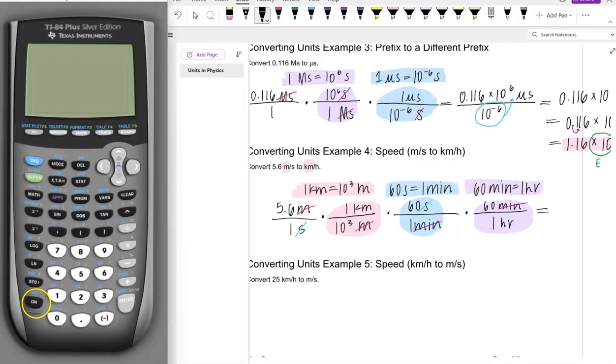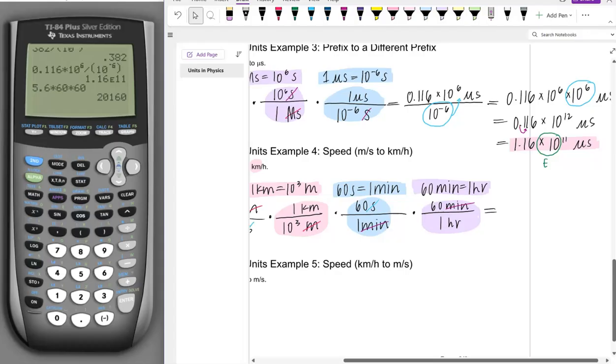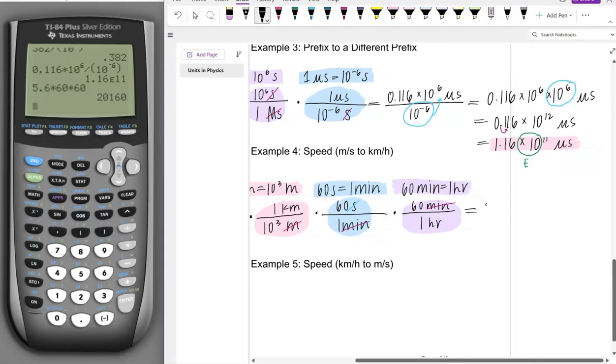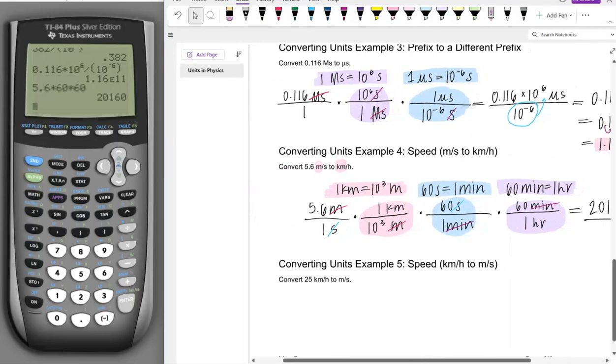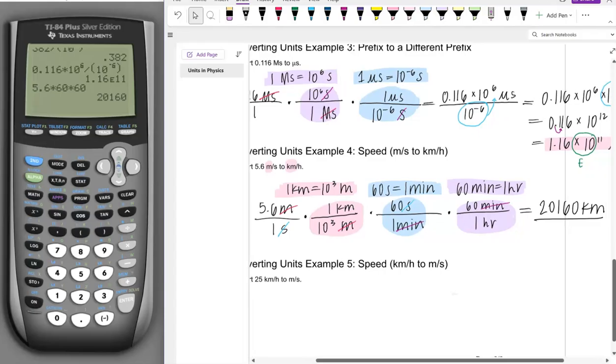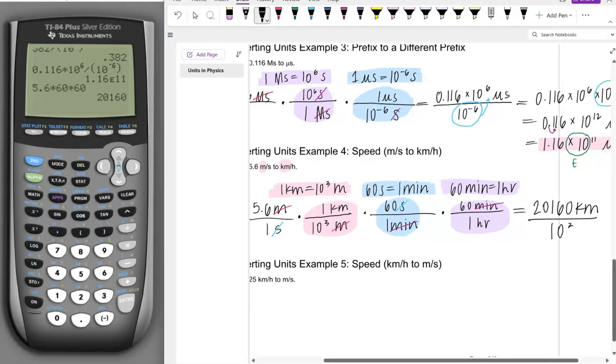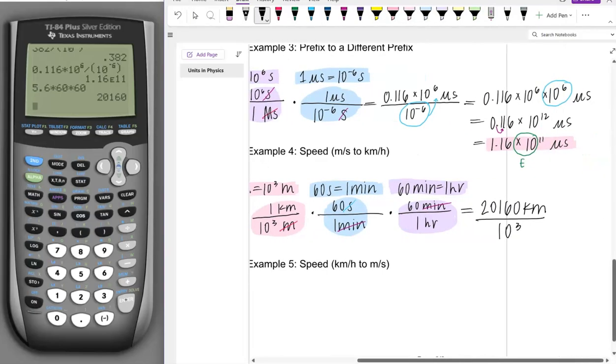Let's use our calculator. 5.6 times, we don't need to put times 1, times 60 times 60 equals 20,160 kilometers. On the bottom, we have 1 times 10 to the third times 1 times 1. That's going to be 10 to the third. And the units on the bottom are hours.